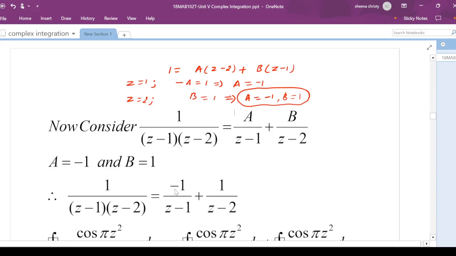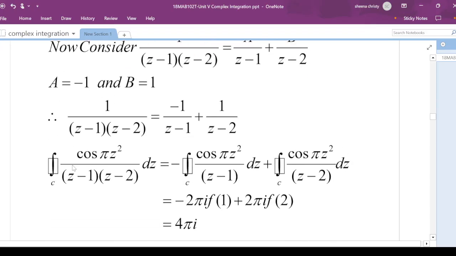Now you are going to make use of Cauchy's integral formula. The numerator we are having, cos pi z square, we are going to take it as f of z. f of z equal to cos pi z square. So here the minus sign is there. Minus integral over the contour C of cos pi z square divided by (z minus 1) dz plus integral over the contour C of cos pi z square divided by (z minus 2) dz. So what is a here? a equal to 1 here. Here a equal to 2.